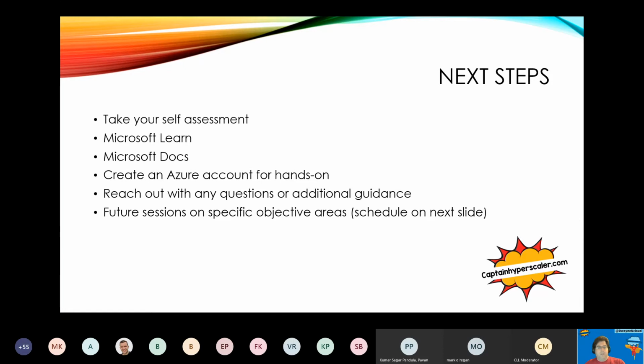Microsoft Learn, I brought that up before. If you have a Microsoft account that you use for your certifications, you have access to Microsoft Learn. It's a great free resource. Microsoft Docs, again, gives you step-by-step deployment understanding and services understanding around everything Azure. Creating an Azure account and doing hands-on and getting yourself comfortable with the Azure Portal and the Azure environment is a great help to you.